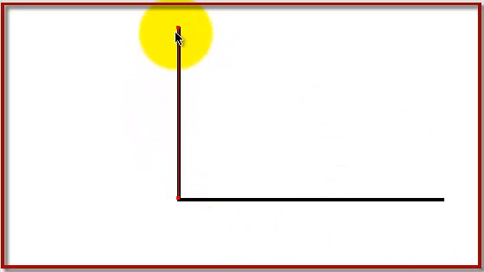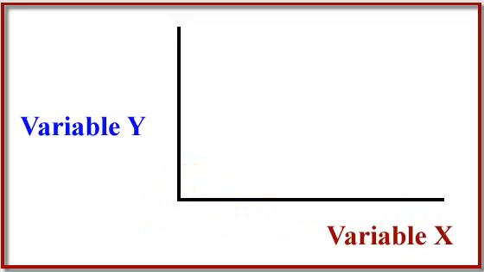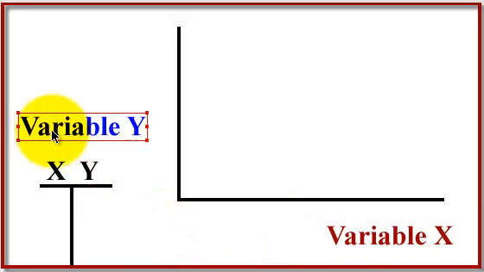To make a scatter plot, you make a y-axis and an x-axis. The y-axis is always your second variable, right? Your response variable. It's your y value. And your x-axis is always your cause variable, whatever you want to call that. And then you would generate points.